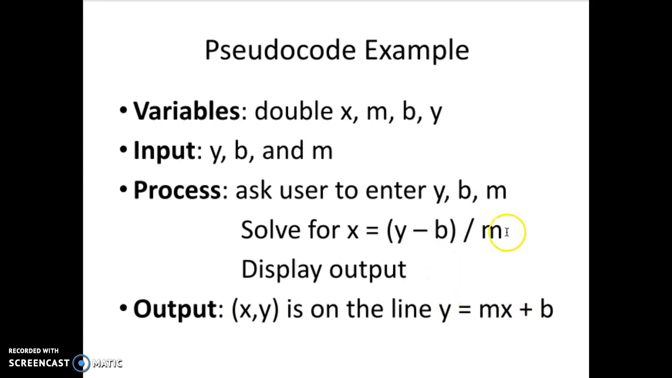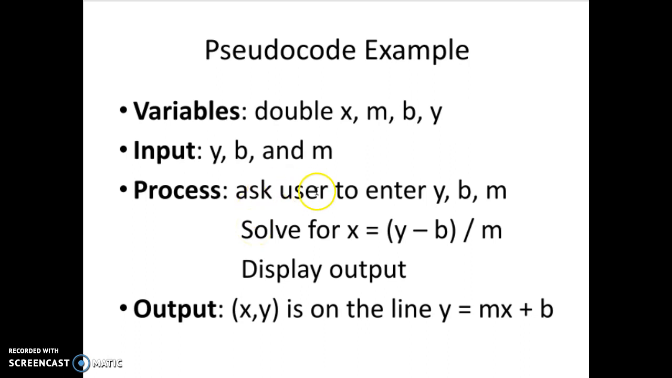So the process of the code, after I declare these variables and get the input that I need, is to ask the user for the input, do the calculations, and then display the output. So this is a very simplistic example, right? But sometimes things can get pretty complex. And so thinking step by step what you need to do first. And so you're in between English and code.